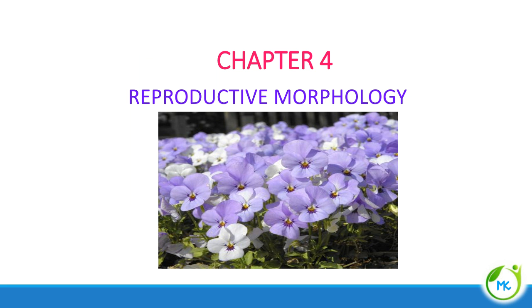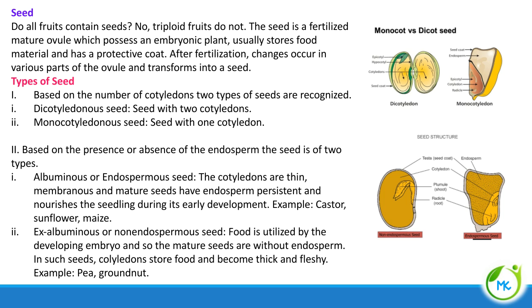In this class, we are going to see 11th standard botany, chapter 4, reproductive morphology. In this part of the video, we are going to discuss about the seeds.